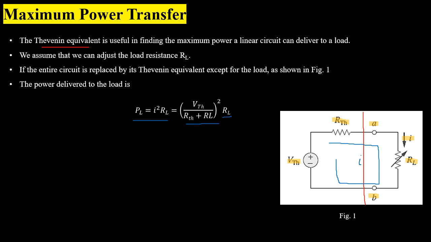Now the given scenario can be applied to various cases where we have to find the conditions under which maximum power is delivered to the load. For this, every fixed part can be replaced by its Thevenin equivalent and the load will remain the same. Now using the given relation, we will find the conditions under which maximum power is delivered to the load.